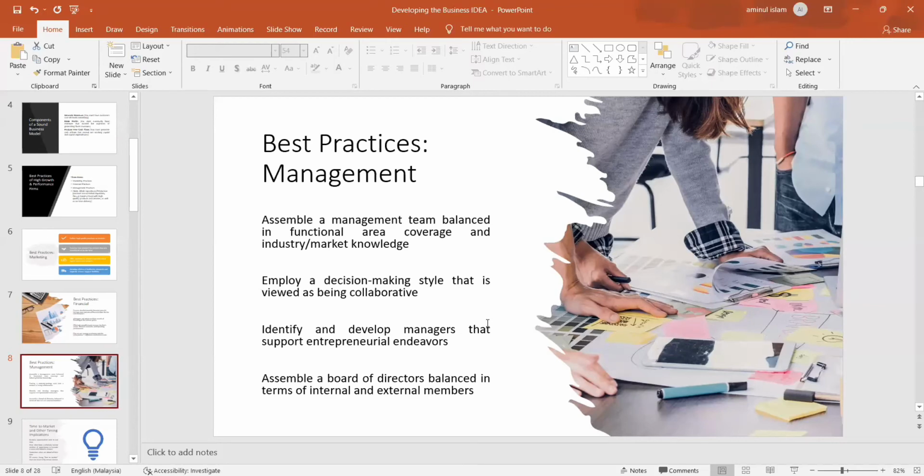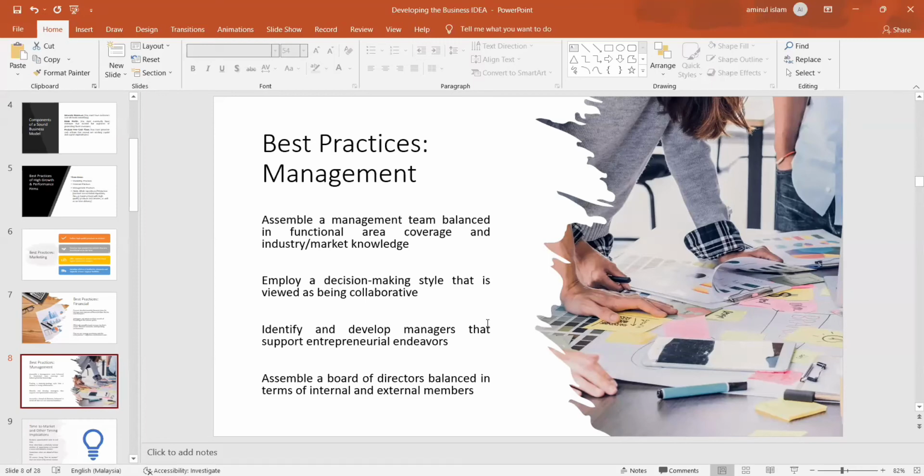Employ a decision-making style that is viewed as being collaborative. So here we are encouraging the management to be participative. Because in an entrepreneurial venture, if one person or a few persons make decisions for everything without including others who are directly involved with customers and all that, the venture may not sustain. So when decisions are made, it has to be collaborative.